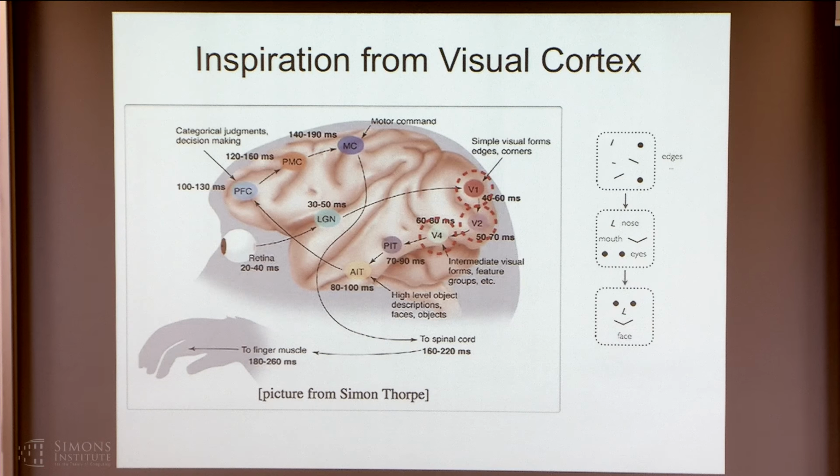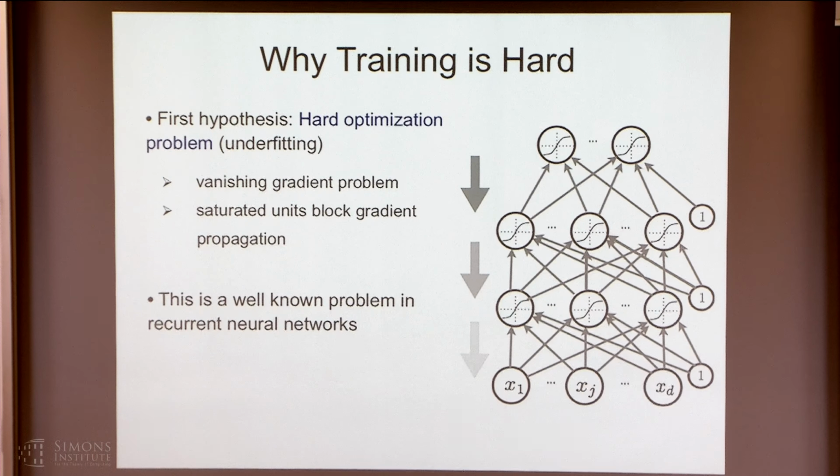There is also a little bit of inspiration from the visual cortex. I wanted to show this for some of you: there is a little bit of inspiration for the deep learning community coming from neuroscience. There's work by Jim DiCarlo at MIT, who looks at the visual system and neuroscience, if you're interested in that. So let me get to a little bit more controversial things that I wanted to bring here: the notion of why training is hard.